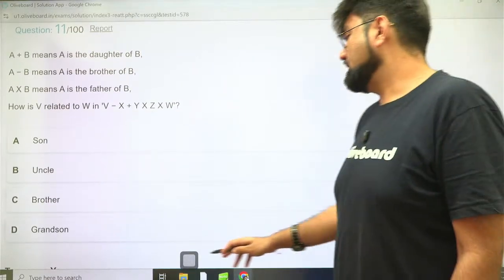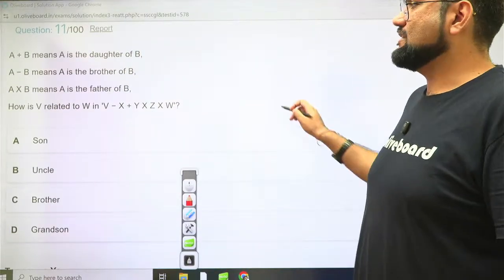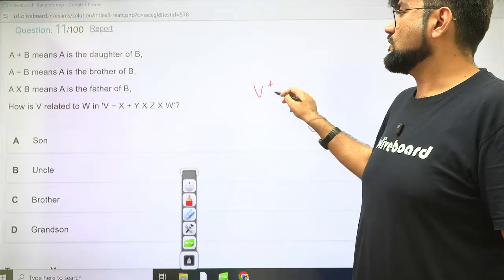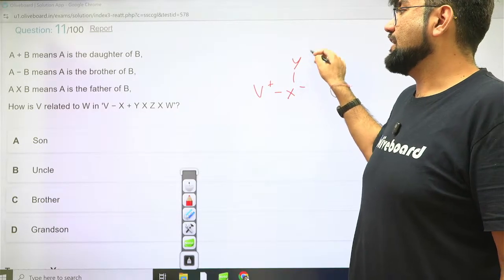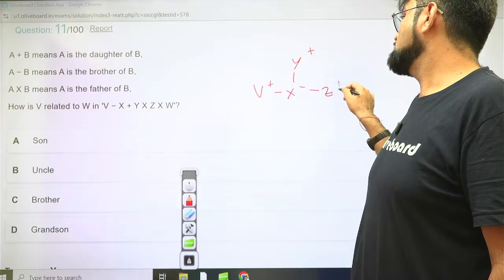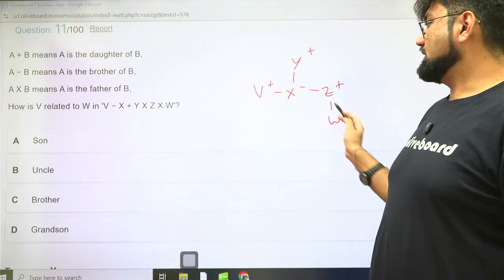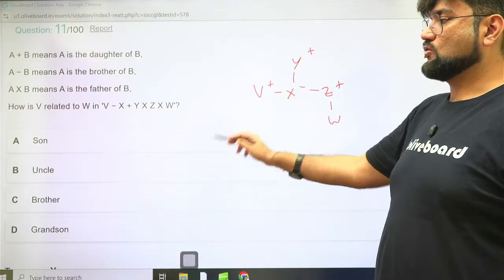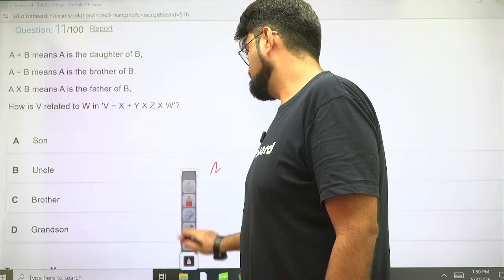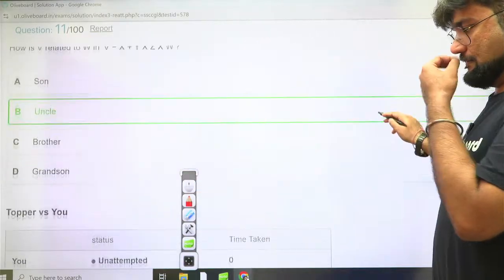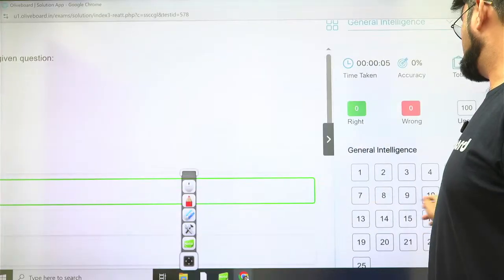How is V related to W? Let's quickly start. V minus X: V is the brother of X. X plus Y: X is the daughter of Y. Y into Z: Y is the father of Z. Z into W: Z is the father of W. How is V related to W? W's father's brother. So uncle. Option B. Right? 32 seconds. Next.